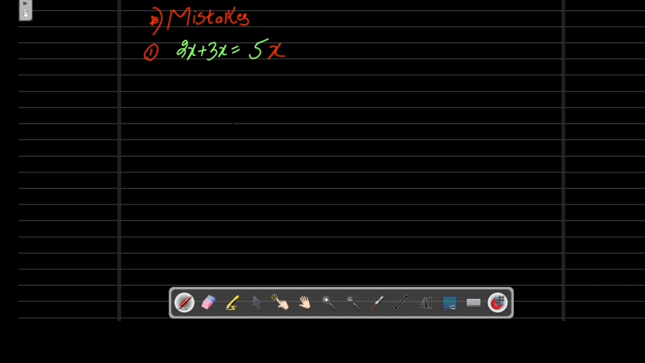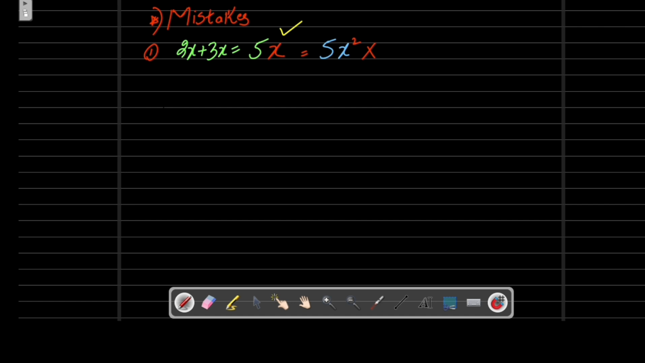And the other mistake that students make is they write it as 5x and they write power 2 of x. They think that x and x should be written as x power 2, but this is wrong. This is the wrong one. This is the right way to write the answer of 2x plus 3x is equal to 5x.